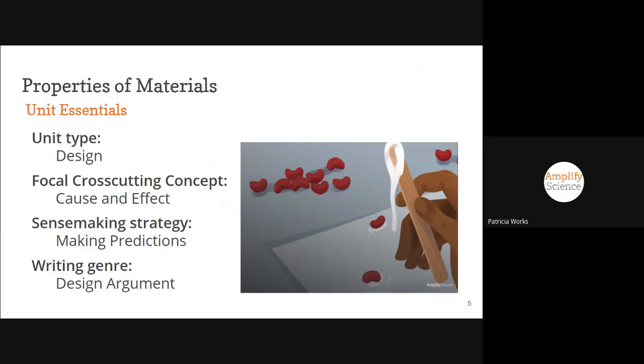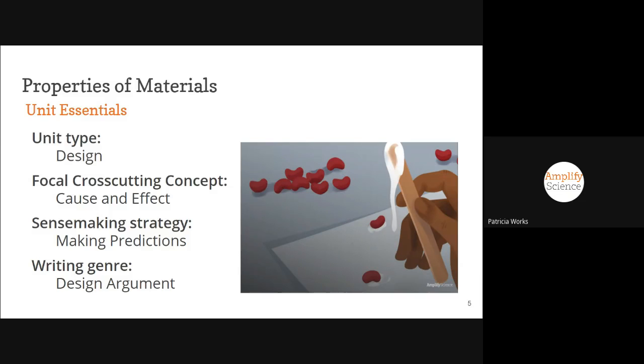The focal cross-cutting concept in this unit is cause and effect. In their role as glue engineers, students move through the design process and predict and investigate the effect that the cause of adding a particular substance will have on a glue mixture. They also look at the effect of heating and cooling by comparing the properties of unheated substances with those that have been heated and cooled to their original temperature.